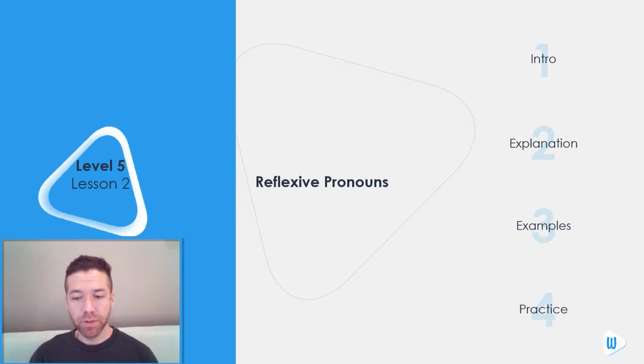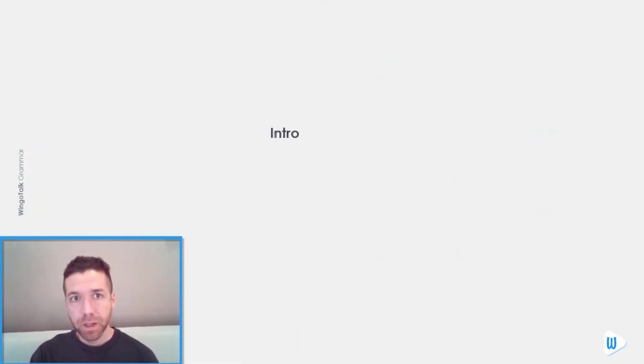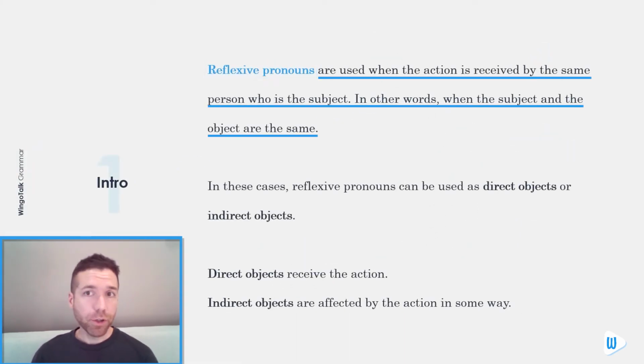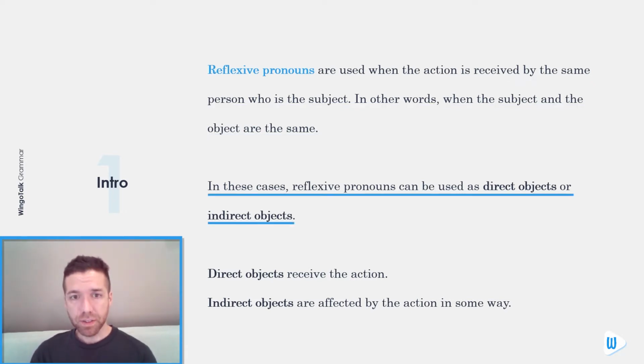Reflexive pronouns. Reflexive pronouns are used when the action is received by the same person who is the subject. In other words, when the subject and the object are the same. In these cases, reflexive pronouns can be used as direct objects or indirect objects.